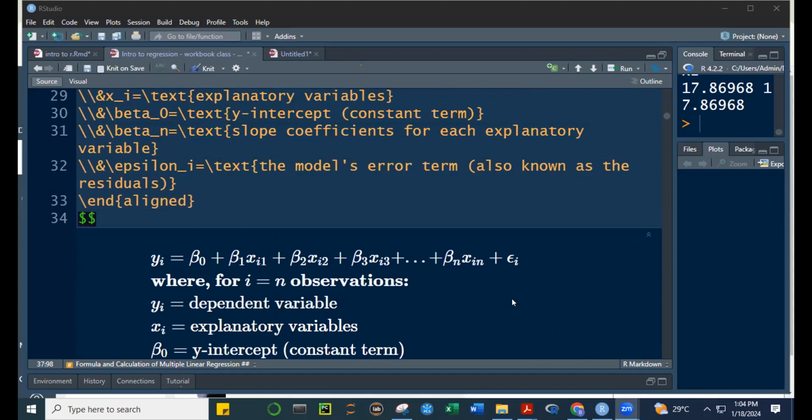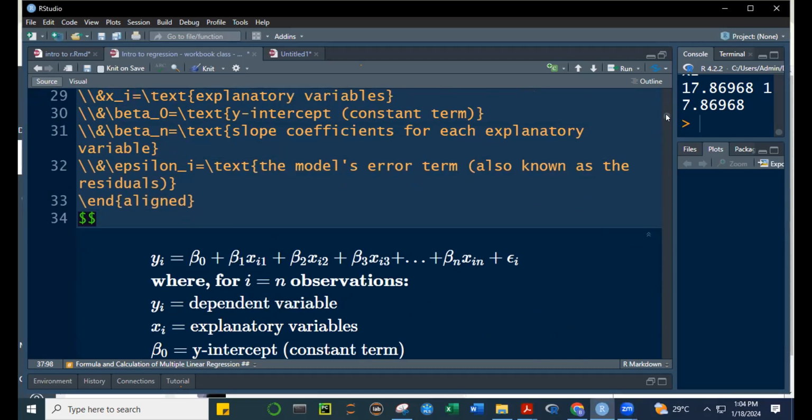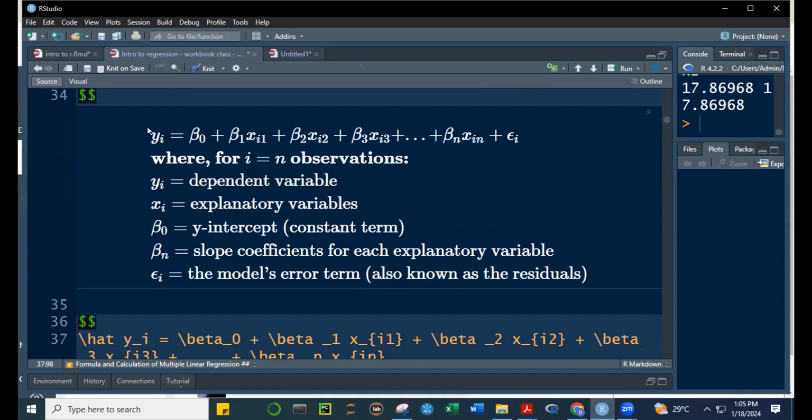So as we said, class, the main goal of multiple linear regression is for us to be able to establish a relationship. This is the relationship, class. Your dependent variable is a function of your independent variables. So these are the slope coefficients, or this tells us about the marginal effect of your x1 on y1.